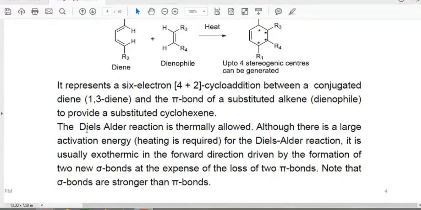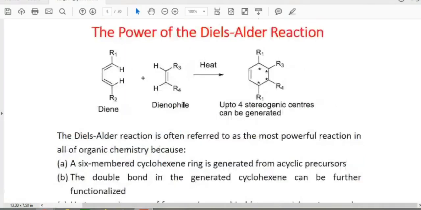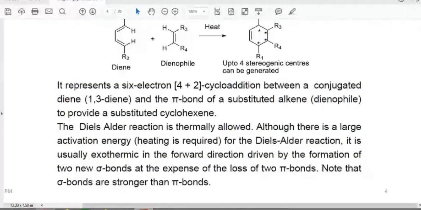Diels-Alder reaction is thermally allowed, which is usually exothermic in the forward direction, as it is forming new sigma bonds at the expense of two pi bonds. So why is it exothermic? Here 3 pi bonds were involved. Here loss of 2 pi bonds occurs, since here 3 double bonds were involved. At the end product, we have only one pi bond. The rest of the 2 pi bonds were lost in the process. So thereby it is an exothermic reaction. The loss of energy may sometimes happen by liberation of heat. Always remember the sigma bonds are stronger than pi bonds.